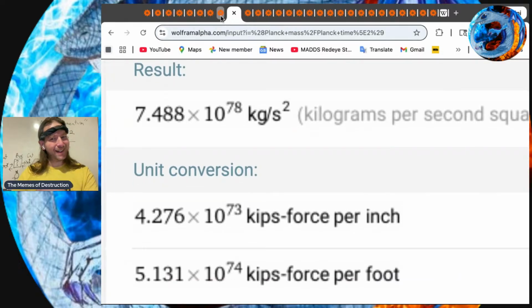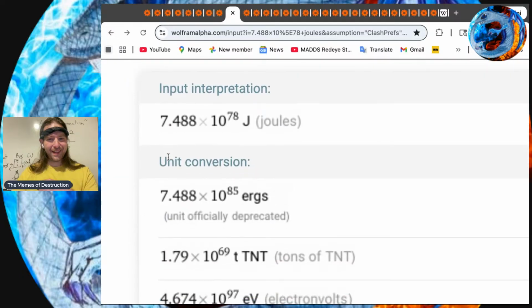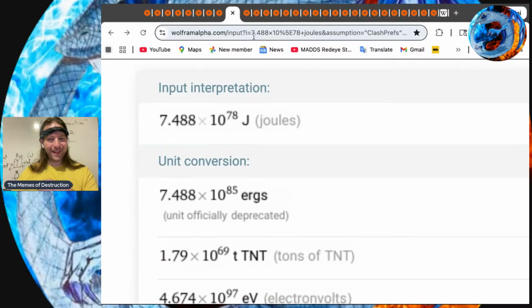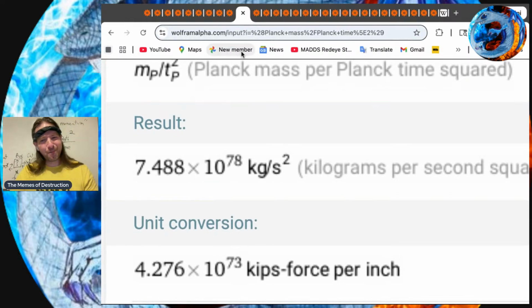78. Wait a second. Let's duplicate this so we can go back and forth. All right. Wait a second. 7.488 times 10 to the 78. 7.488 times 10 to the 78. What's going on here?